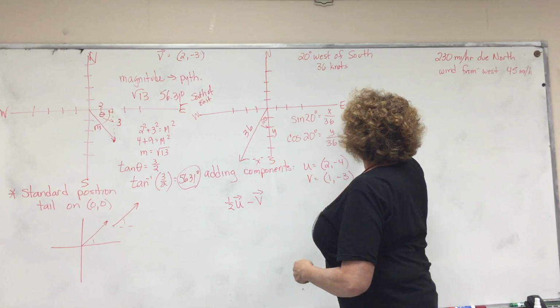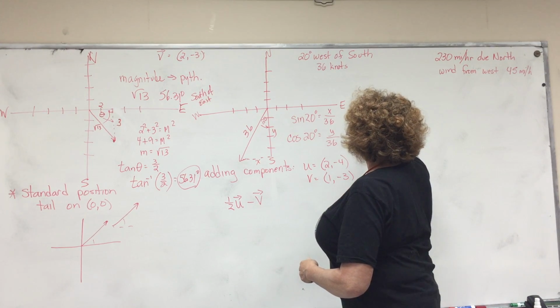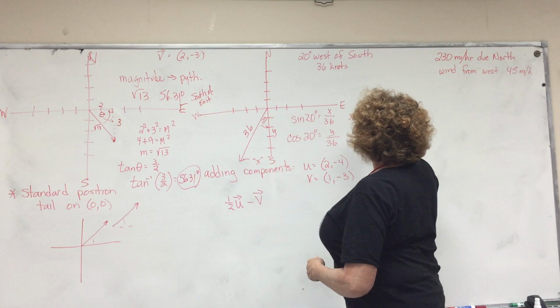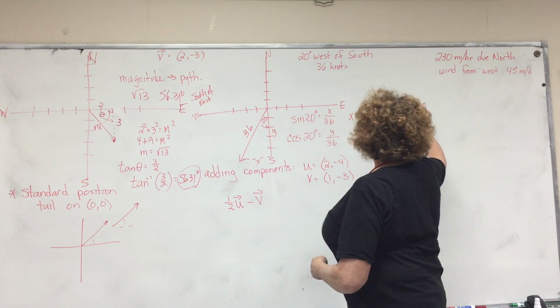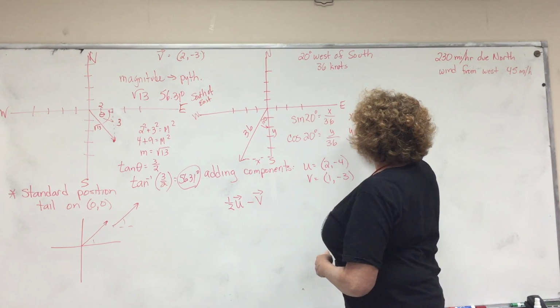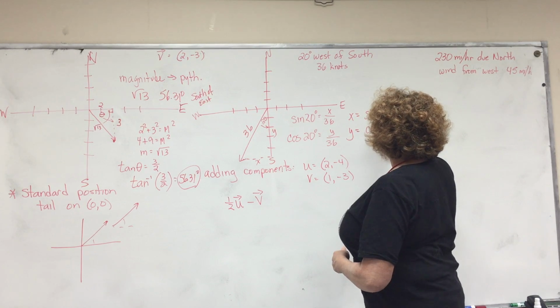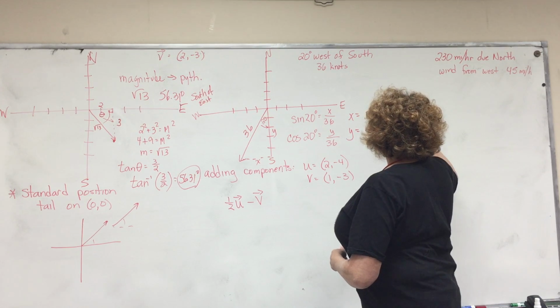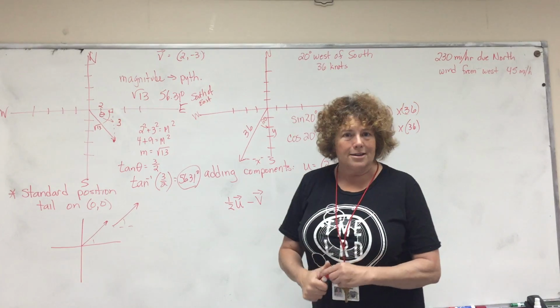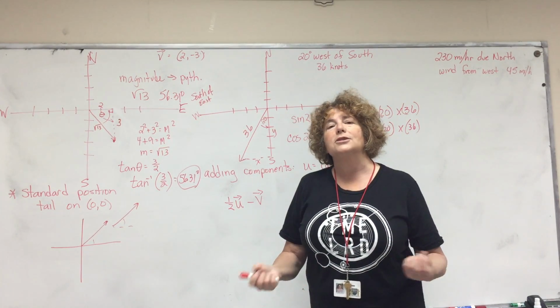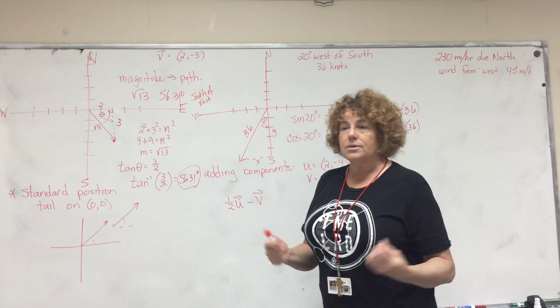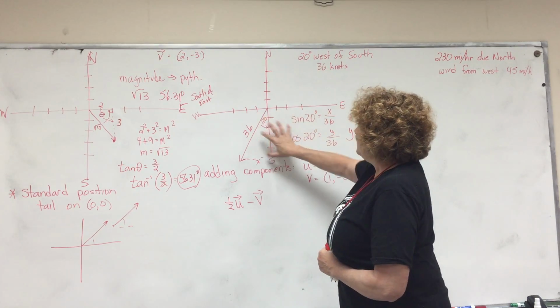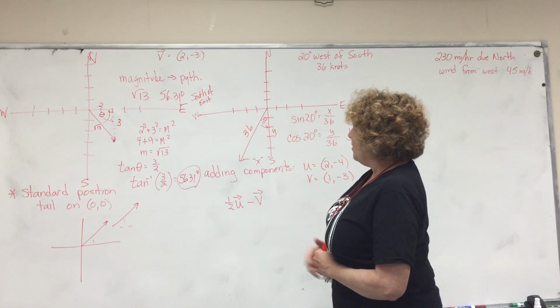So x is going to equal sine of 20 times 36. And y is going to equal the cosine of 20 times 36. Don't leave it like that. You got a calculator, get the answer. Get numerical answers, you're going to get decimals. So that's what this means when you want to plot that.